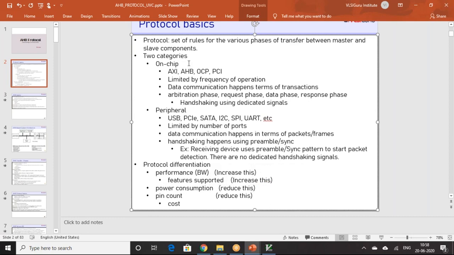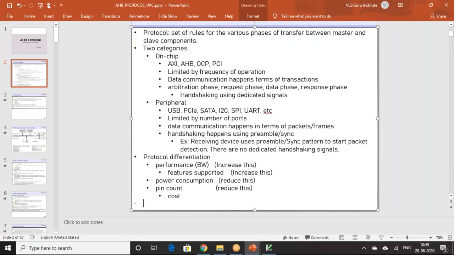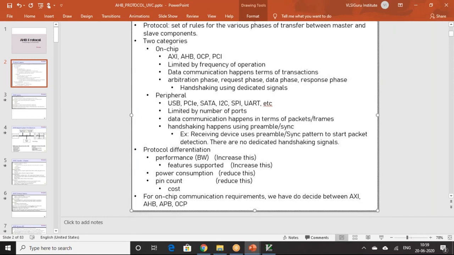So that is a little bit about protocol basics. Now, in on-chip, you decide between AXI and AHB. So for on-chip communication requirements, we have to decide between AXI, AHB, APB, OCP, PCI, etc. Even APB is an example.